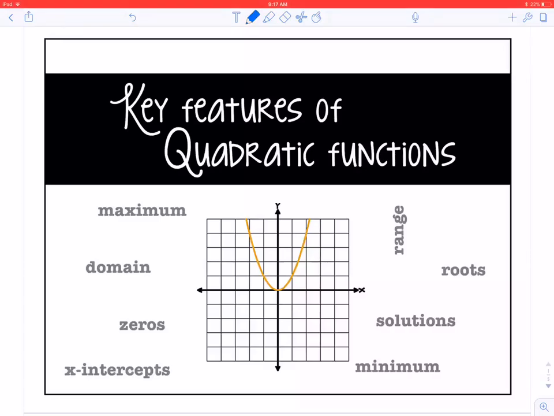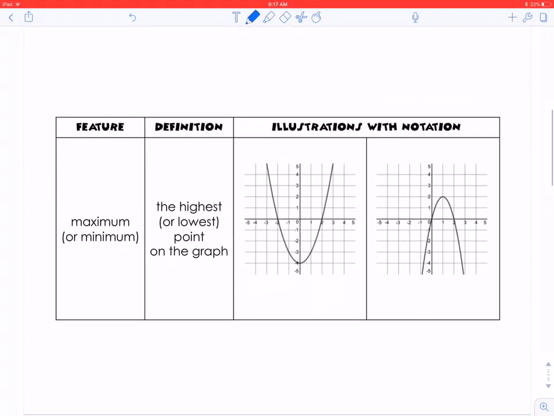Alright, today we're going to look at key features of quadratic functions, and this is part 1. We're going to look at 4 key features from analyzing our graphs. So look at your vocabulary chart. You have 4 columns. The first column has your key feature with the proper vocabulary, and then the second column has the definition, and we'll write some helpful hints in there to help us remember exactly what we're looking for.